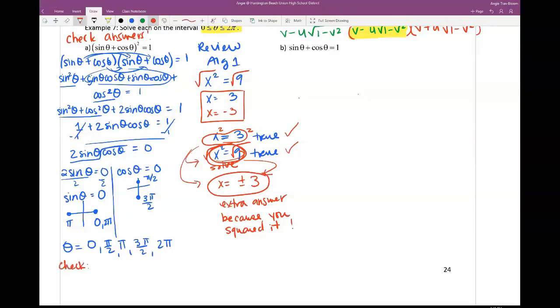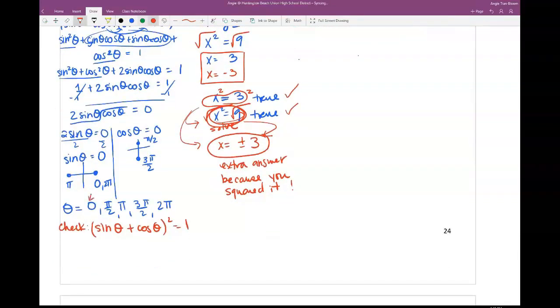My original question is (sine of theta plus cosine of theta) squared equals 1. Then my first angle is 0. So sine of 0, oops, I wrote theta, but it's supposed to be 0. Sine of 0 plus cosine of 0, squared, equals 1? Well, sine of 0 is 0. So 0 plus 1, everything squared, equals 1. Checked, I can keep 0.